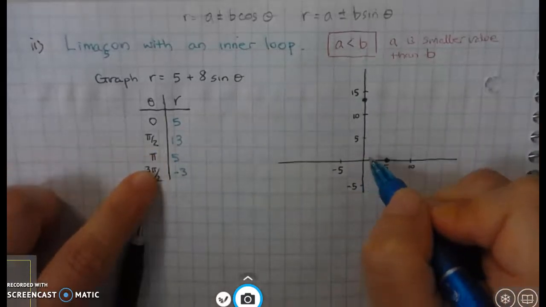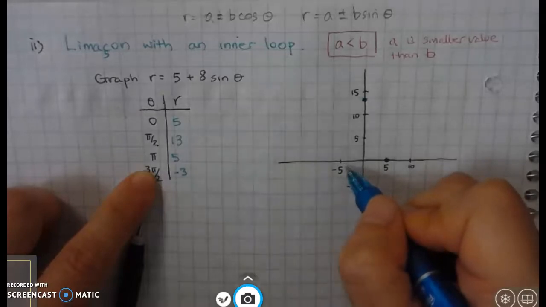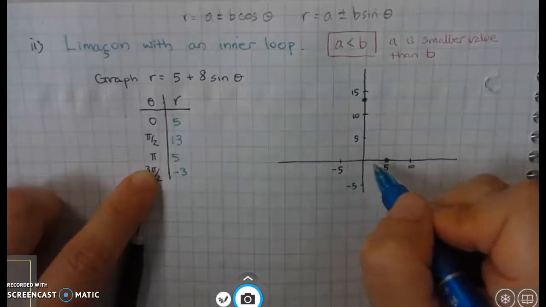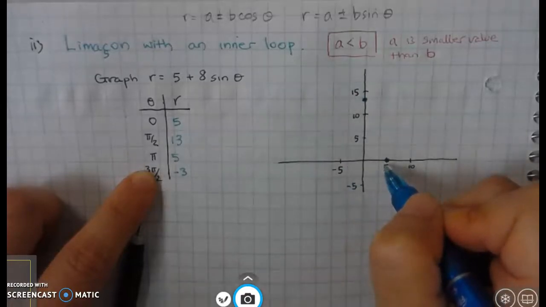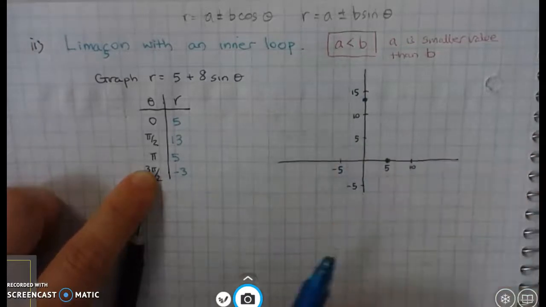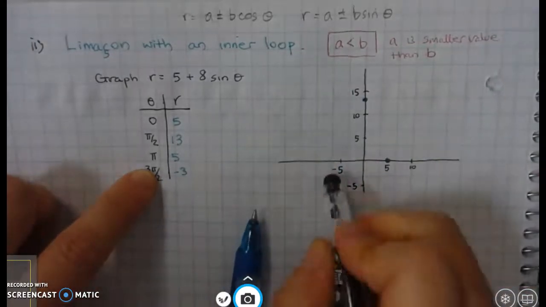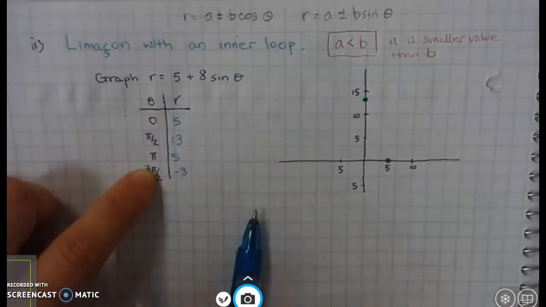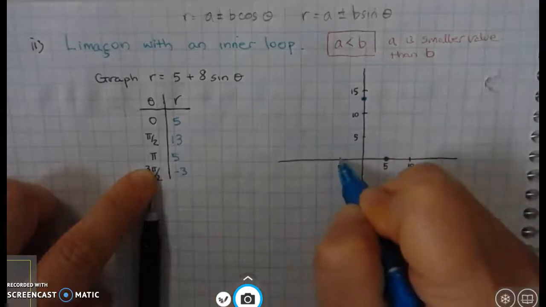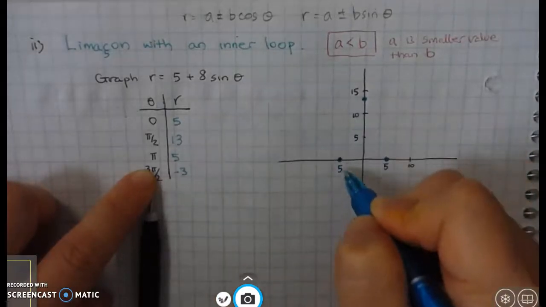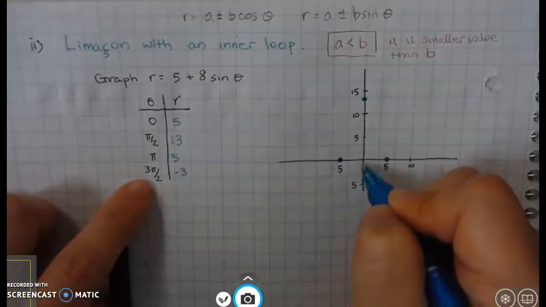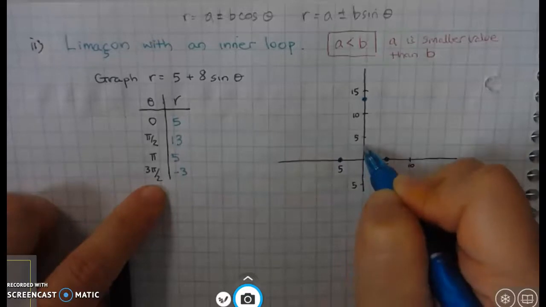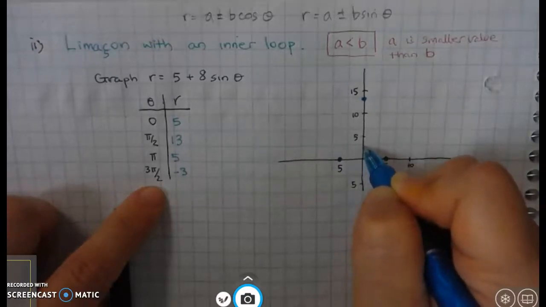Okay, and then at pi, you have 5 again, positive 5. Okay, so actually I shouldn't mark this as negative, should I? This should be marked as positive because we're really talking about radius. So at pi, it's going to be 5 right there. Okay, and then at 3 pi over 2, along this direction is going to be positive, but the value is negative 3. So negative 3 is going to be back there.